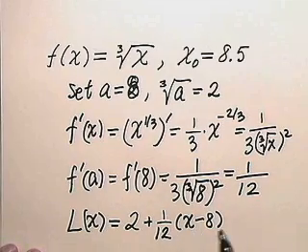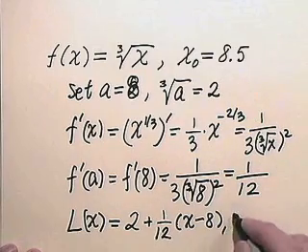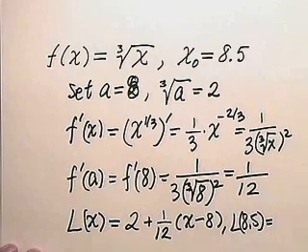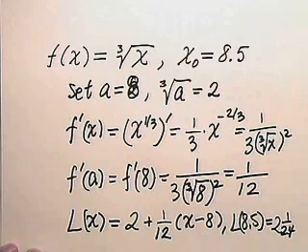So what would we get for our approximation of the cube root of 8.5? L of 8.5 is simply, if I replace x by 8.5, 8.5 minus 8, well, that's a half, times 1/12 is 1/24, plus 2 is 2 and 1/24. So there's our approximation of the cube root of 8.5.